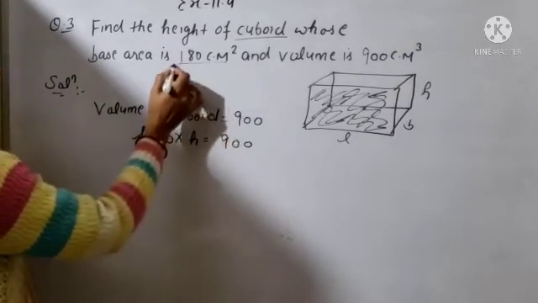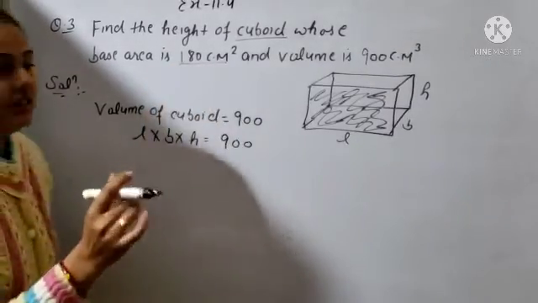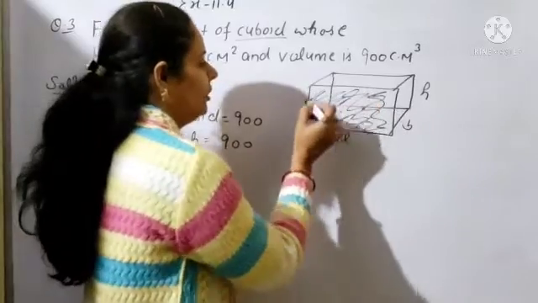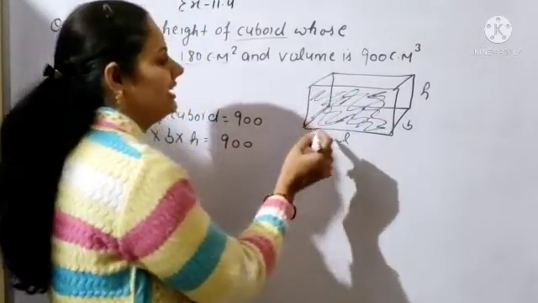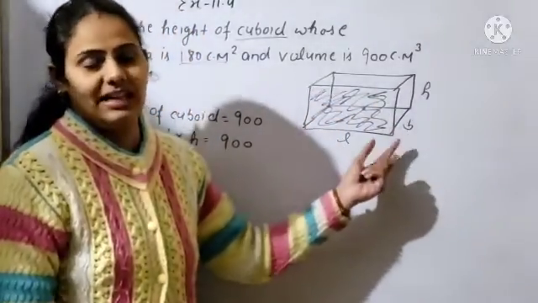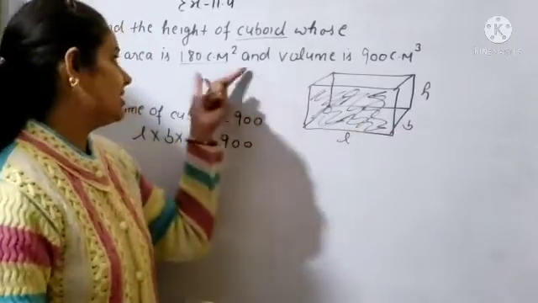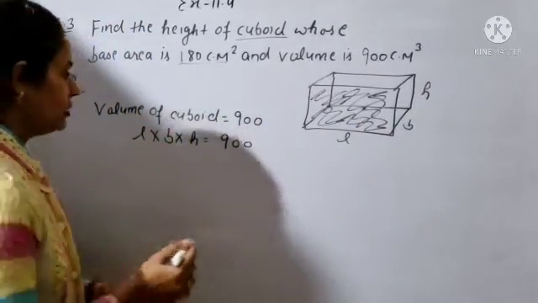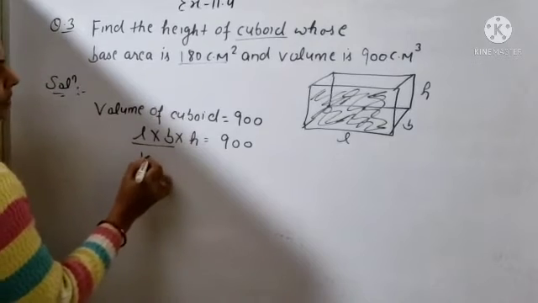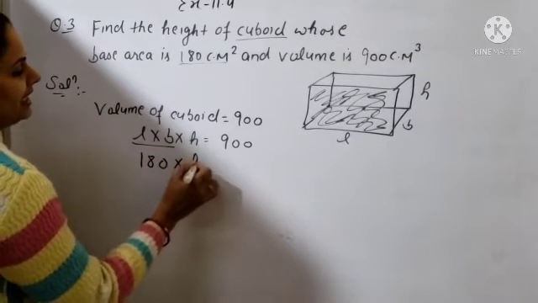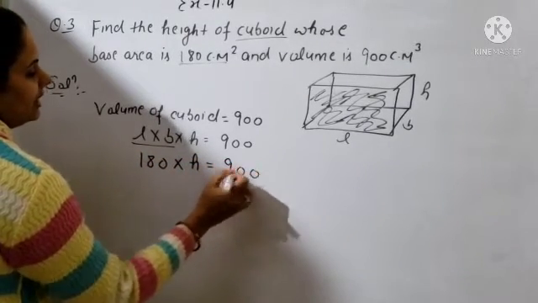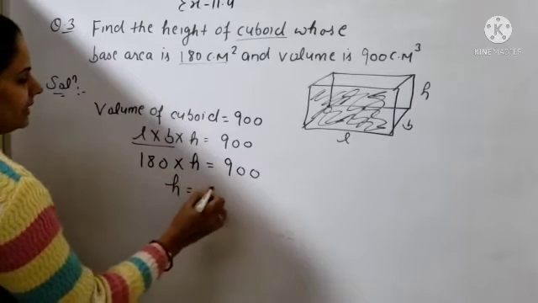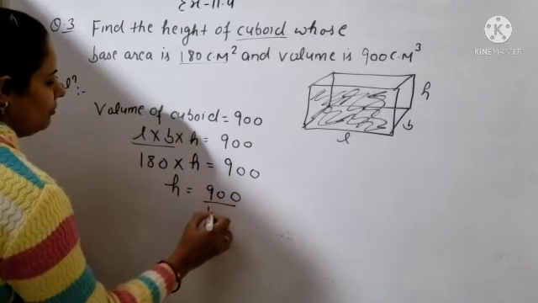Now, the base area. Base area means the cuboid base area. And the cuboid base is like a rectangle. And rectangle means length into breadth. The rectangle area will be length into breadth, and this is already given, 180 centimeter square. So in the place of L into B, you will put 180, into height as it is, is equal to 900. Okay, now h will be 900 upon 180.